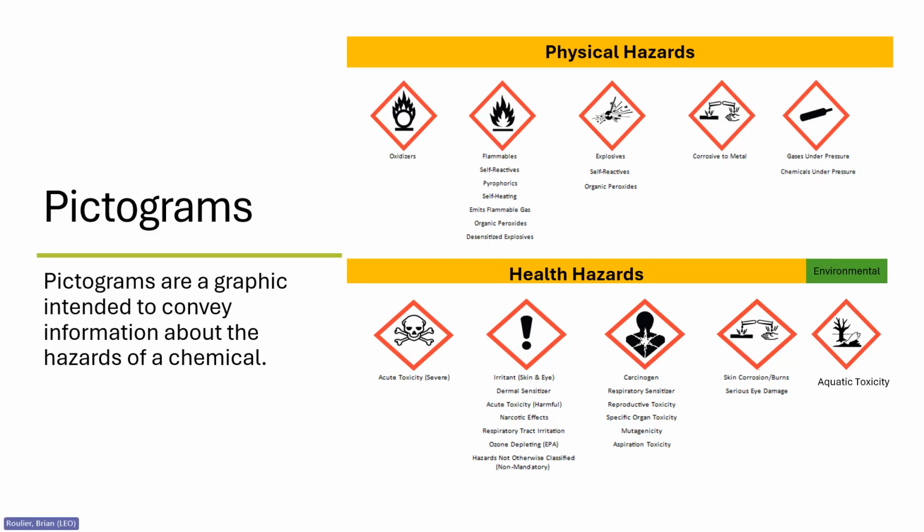Pictograms are graphics which are intended to convey information relating to the hazards of a chemical. These pictograms include the circle with flames above, the flames, the exploding bomb, the test tubes pouring on metal and hands, the cylinder, skull and crossbones, the exclamation point, the chest with star emblem known as the health hazard, and aquatic toxicity. Below each pictogram are the hazards it may represent. As you can see, one pictogram may represent multiple hazards.